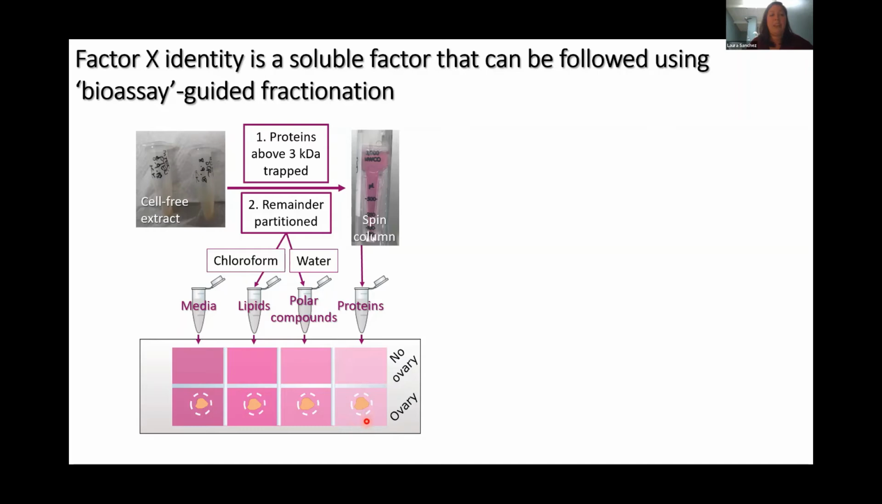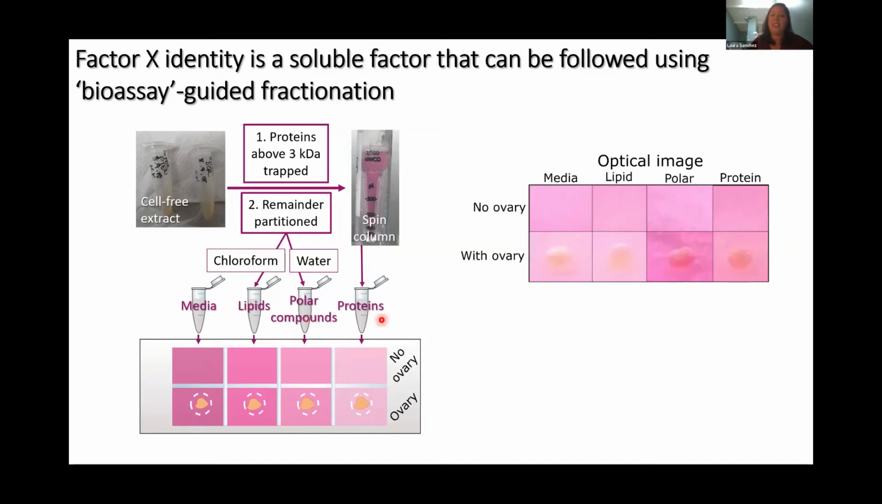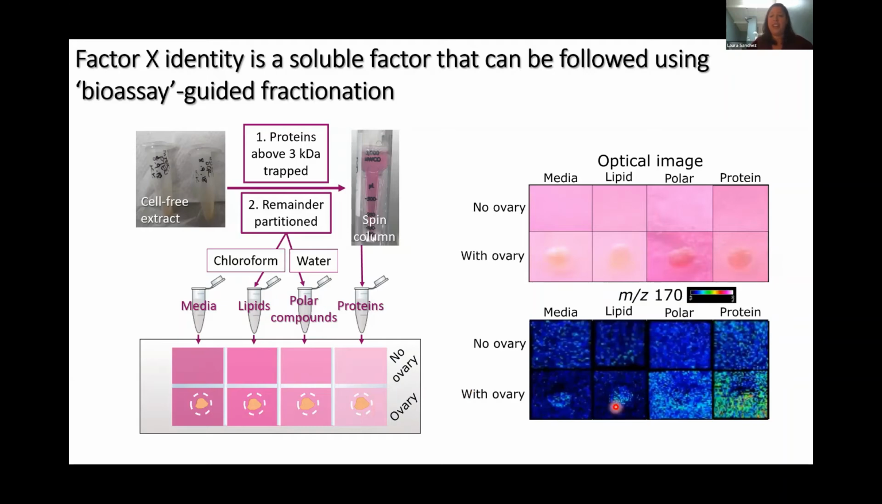So we took our same imaging mass spectrometry setup where we have the ovary, and this time we're not going to use the cells. We're going to take these cell-free extracts that we've generated to treat the ovary to see if we can get it to release norepinephrine. So again, this is just an optical image of the cartoon version of what I just showed you. And here you can see when we image this that it appears that the protein fraction with the ovary causes the ovary to release norepinephrine.